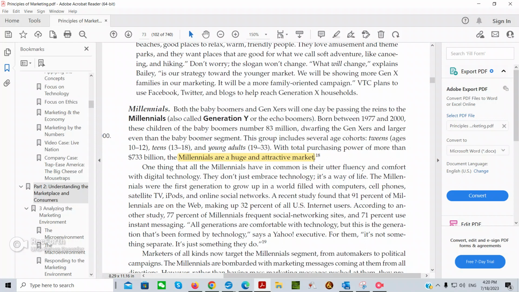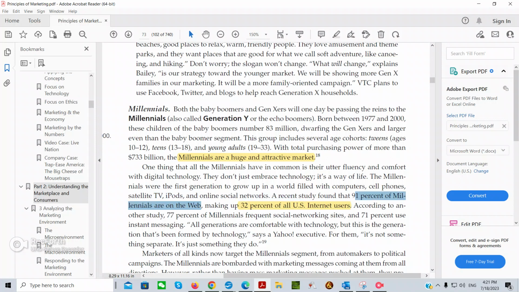The millennials were the first generation to grow up in a world filled with computers, cell phones, satellite TVs, iPods, and online social networks. A recent study found that 91% of millennials are on the web, making up 32% of all U.S. internet users. According to another study, 77% of millennials frequent social networking sites, and 71% use instant messaging. Now, this was as of 2012, but those are key statistics, which I think is good in this book as they talk about statistics.